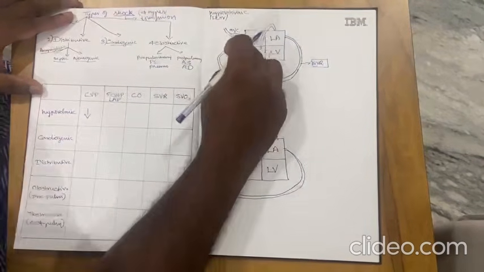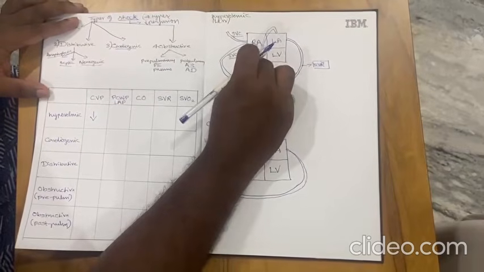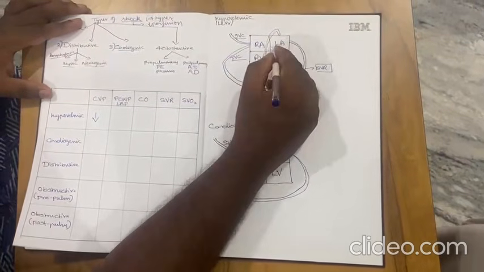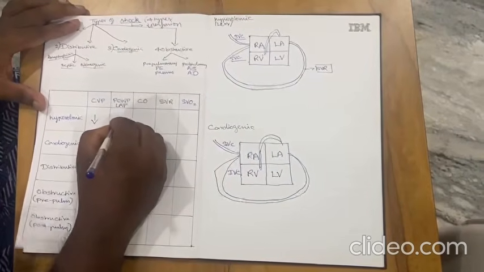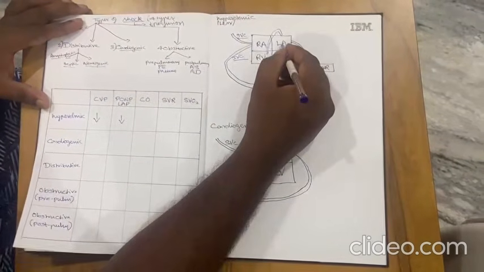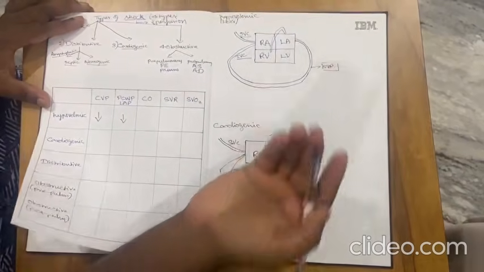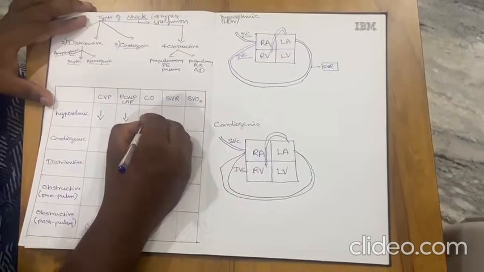If less blood is coming to the right atrium, less will go to the right ventricle and less will go to the left atrium via the pulmonary vessels. As a result, there will be decreased left atrial pressure. And if less blood is coming from the left atrium to the left ventricle, less will be pumped by the heart, so the cardiac output is decreased.